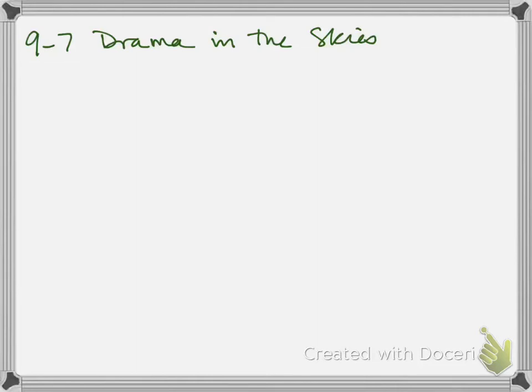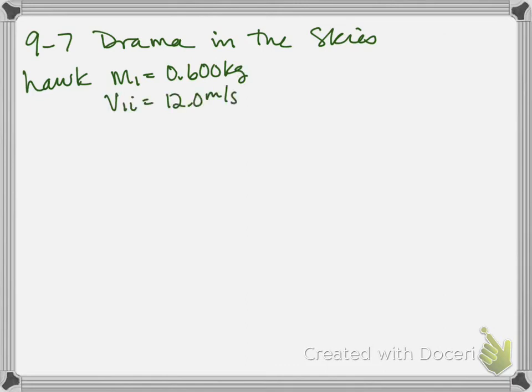This is sample 9-7, Drama in the Skies. We've got two birds that are going to collide. The first is a hawk, which I'm going to call M1, 600 grams. He's flying at a speed of 12 meters per second, and they say he's traveling 30 degrees below the horizontal. So the book sort of has him going to the left, but I'm going to have him going down 30 degrees below this horizontal.